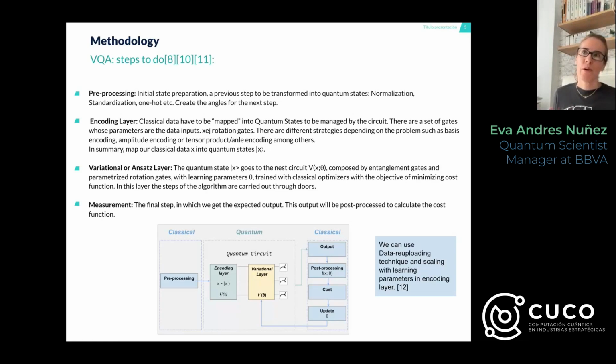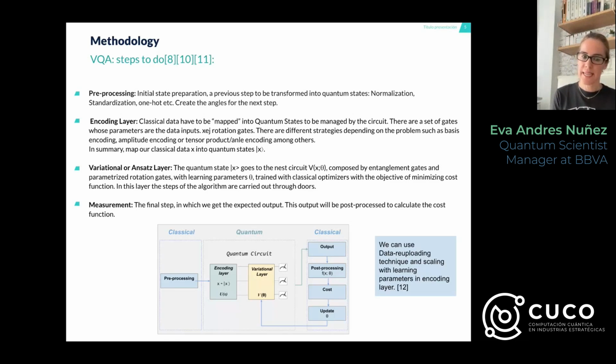We can get more expressive circuits, I mean repeating the variational layers several times. With this technique, we can obtain a more accurate and more expressive model, because it can approximate this objective function in a better way. But we can also find in the literature more complex architectures, for example, including trainable or learnable parameters also in the encoding layers. This is the technique named data reuploading and data rescaling.